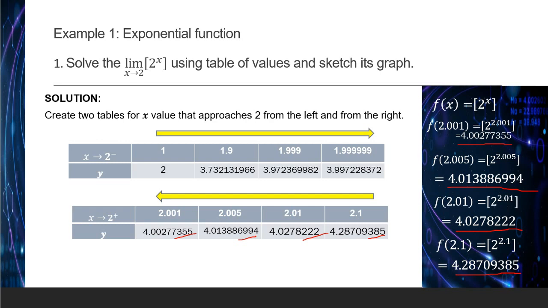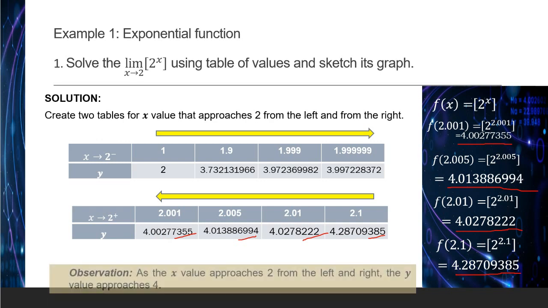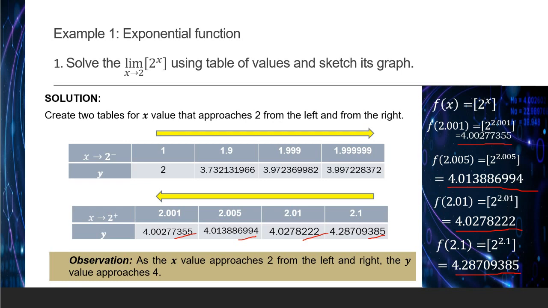So what will be your observation? As x approaches 2 from the left, what will happen to the values of y? And as x approaches 2 from the right, what will happen also to the values of y? Okay, so for the observation, as the x value approaches 2 from the left and right, the y value approaches 4. Okay, this one, 3.9997 approaches 4, and here 4.0027735 approaches 4.